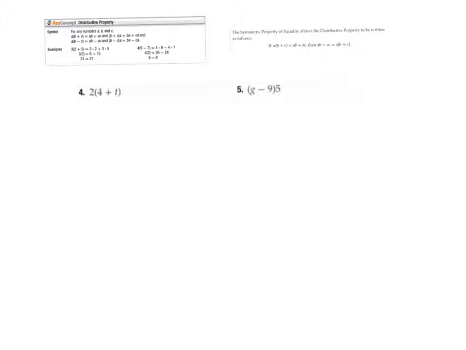Alright, the distributive property is simply an algebra way of saying multiply. So all we're doing is multiplying numbers on the outside of the parentheses by numbers on the inside of the parentheses. If we have this number outside the parentheses, we want to multiply by everything inside. That's why it's distributing. So 2 times 4 is 8, and 2 times a letter is just 2 and the letter. So our answer on the distributive property is 8 plus 2t.